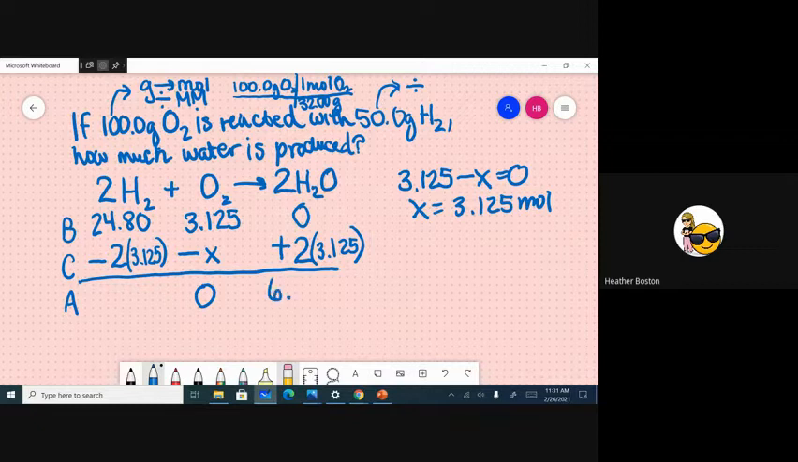So I produce 6.250 moles of water. And in my calculator, I would do 24.8 minus 6.250. So this is the calculation that confuses everybody the most. I don't remember what it is. It's 18 point something.